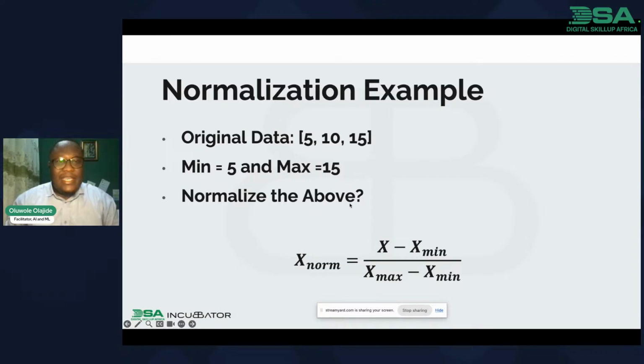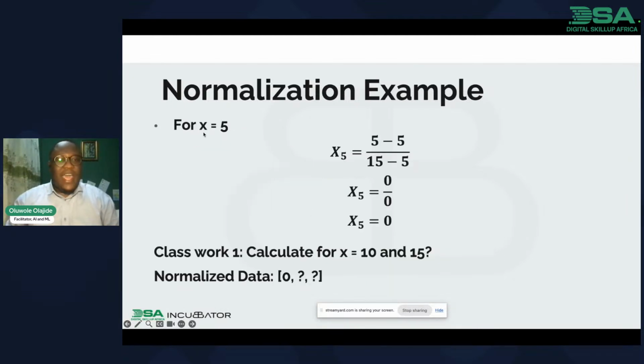I said normalize the above using this formula that you have. Your normalized value with your x. Your x is any one of these that you are using. We already know our minimum value and our maximum value, which we need for this formula. So for x, you pick them one after the other. That is what the normalization code in Python is doing, but now we are doing it manually.